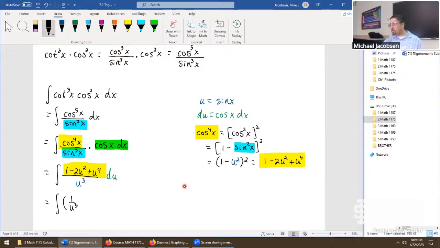We have 1 over u cubed minus 2u squared over u cubed plus u power 4 over u cubed du. Next step, let's actually do the reductions. For me personally, I never try to integrate in this format. I feel like the directionality, whether you're increasing the power or decreasing the power, is vague enough when you're integrating, and even worse if your base is in the denominator. In my opinion, it's more straightforward if you call that u power -3.